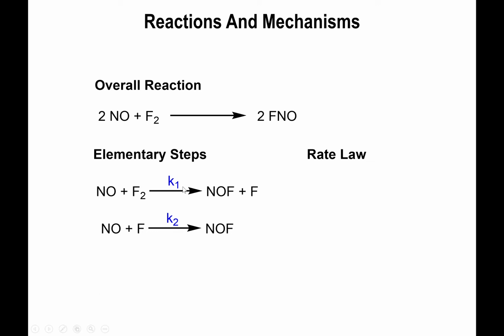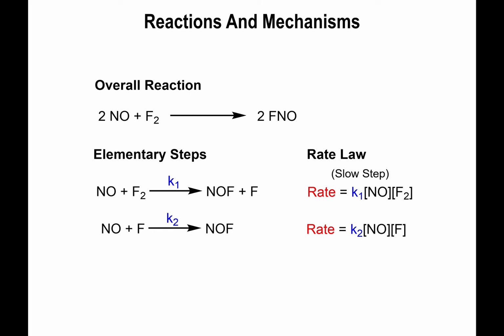So looking back at the original reaction, two NOs reacting with F2 yielding two FNOs. You have the two following reactions, reactant going directly to product, reactant going to product. You have rate constant 1 and rate constant 2. And the rate law for the first reaction is K1 times NO times F2. The rate law for the second one is K2 times NO times F.